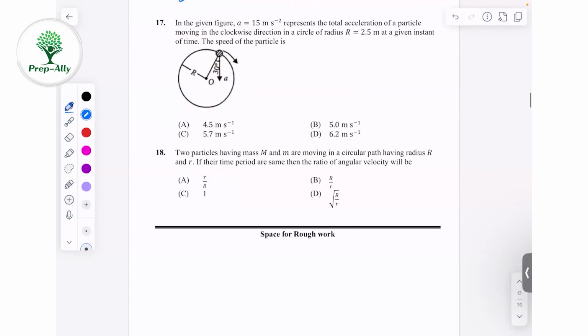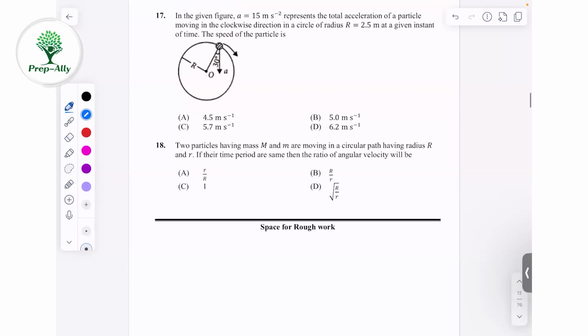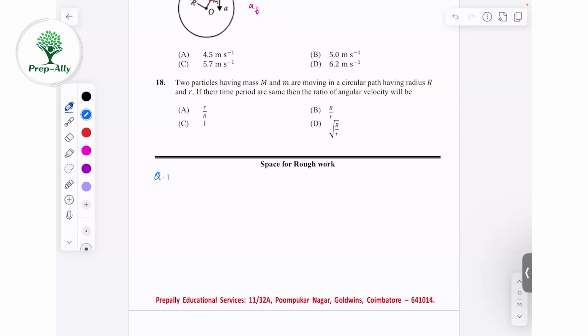Question 17. In the given figure, A meter per second square represents the total acceleration of a particle moving in the clockwise direction in a circle of radius r, 2.5 meter. Okay. So if we get the component of this acceleration radially inward, that is going to be A cos 30 degree, and perpendicular, that is tangential, that component would be A sine 30 degree. Now, this tangential component is what we call tangential acceleration, and this radial component acting inwards is called the centripetal acceleration.